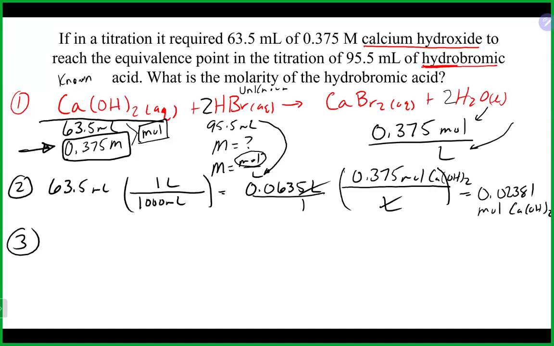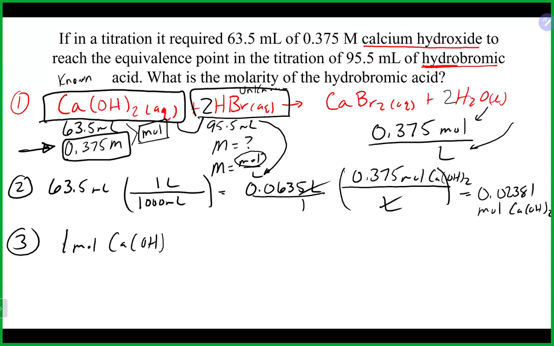We're going to go to the equation. We're going to find our two things we're interested in, which are these two things. And from the equation, we can see we have 1 mole of calcium hydroxide that reacts with 2 moles of HBr. And that's really just a conversion factor to take us from calcium hydroxide to hydrobromic acid. And that's because that's ultimately what we need here.